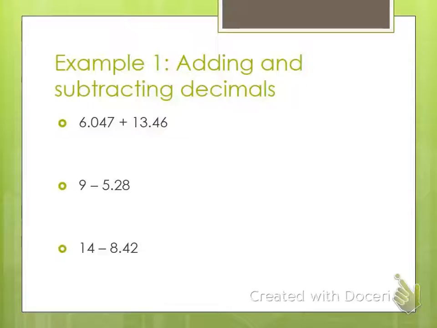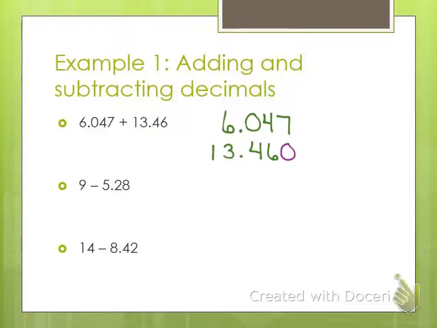All right, so let's see. So we're going to write it, let's say 6 and 47 thousandths plus 13 and 46 hundredths, right? Wait, why not? I lined up my numbers, my 7 and my 6, I lined them up, my 4s. What did I do wrong, Alexis? I've got to line up my decimal, okay? So I don't line up my numbers. I actually need to line up my decimal, all right? So it needs to look like this. I line up my decimal.